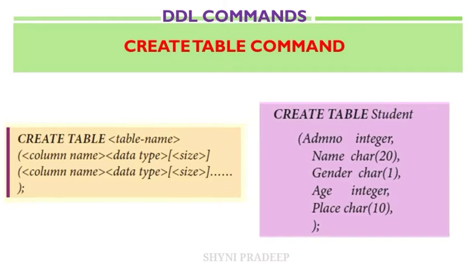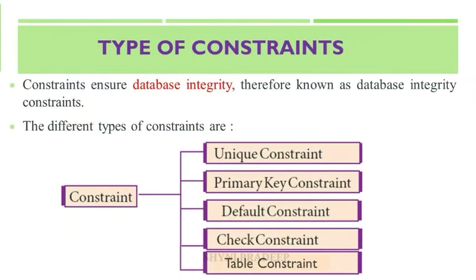Okay. Next topic is types of constraints. What is a constraint? Constraints ensure database integrity. Therefore, they are also known as database integrity constraints. The different types of constraints are unique constraint, primary key constraint, default constraint, check constraint and table constraint. Now let us discuss them one by one.